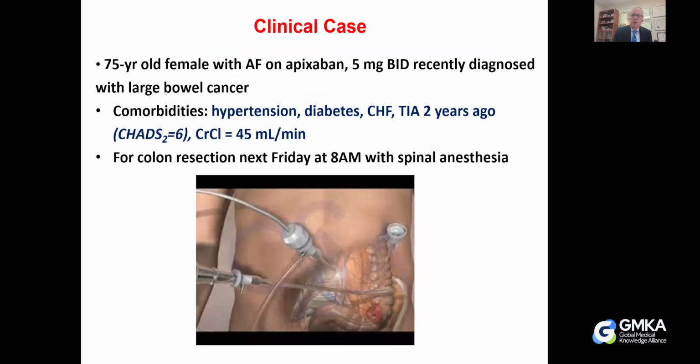And here's a patient with atrial fibrillation taking apixaban, a commonly used DOAC, with a number of comorbidities, who is scheduled for major surgery with a spinal anesthetic. Again, let's say a week from now, or this coming Friday.